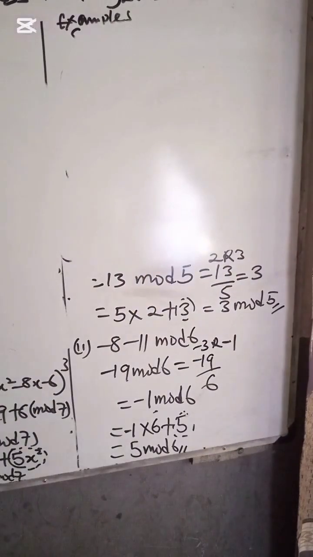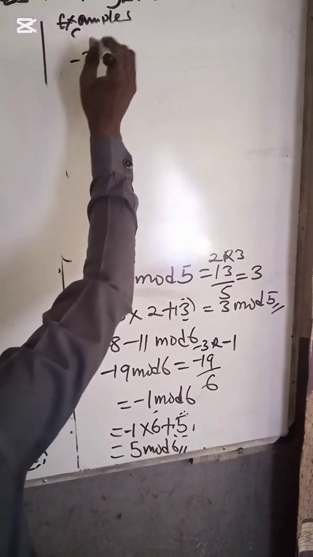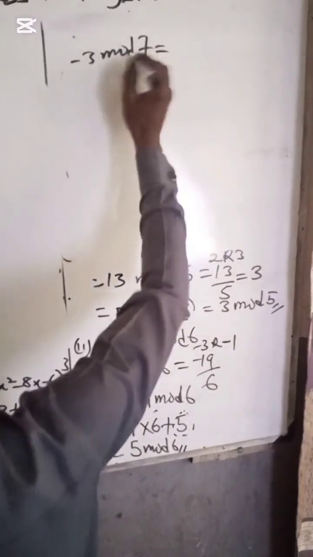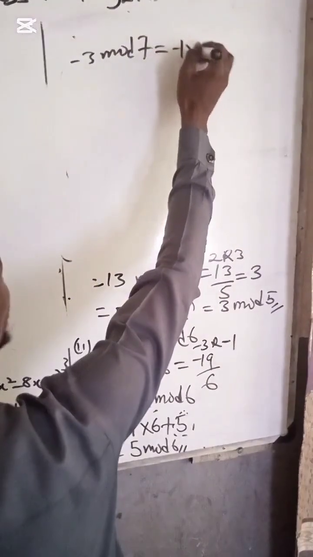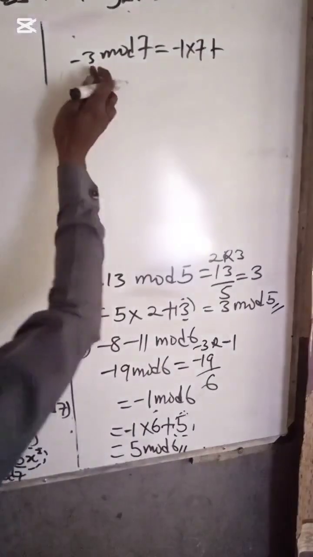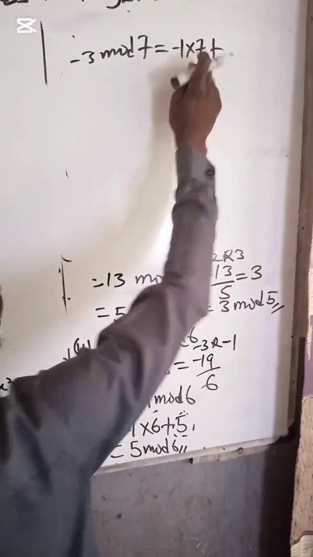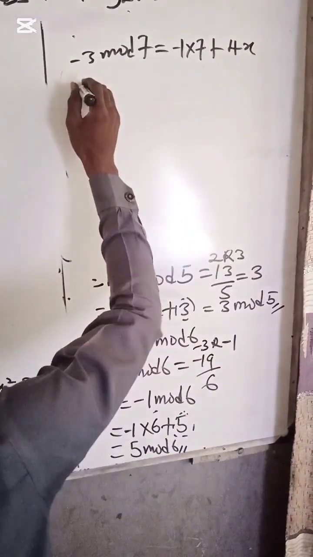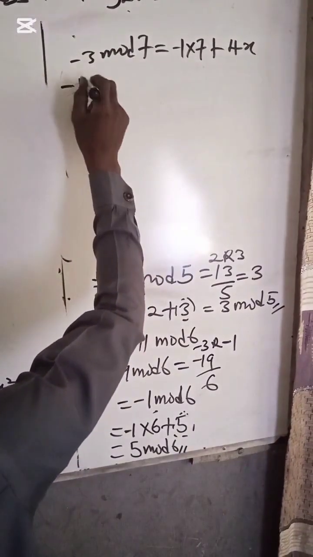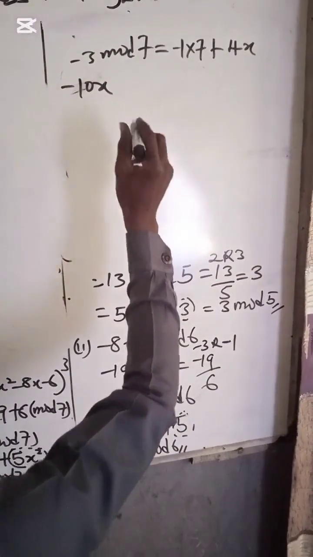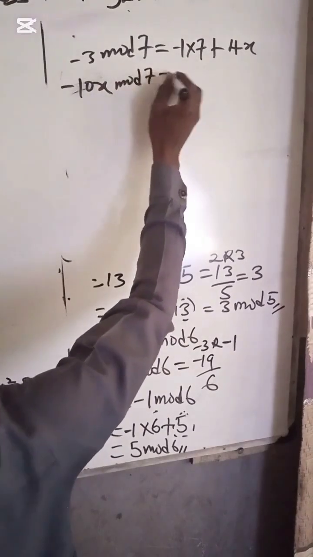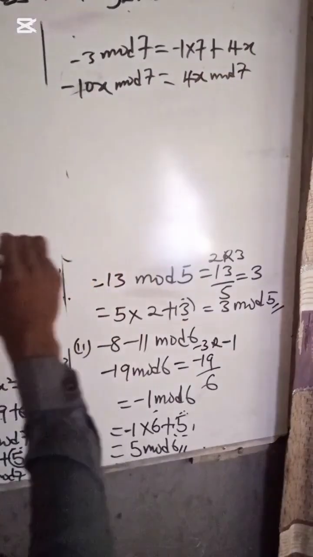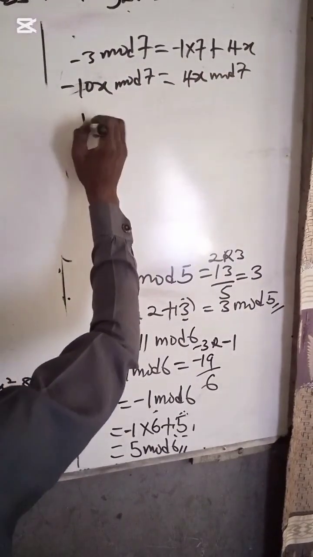Now, we are having minus 3 mod 7, still on mod 7. So what do we say? Okay, these are modular, therefore minus 1 times 7. What do we do to get minus 3 out? What can we add to this to give us minus 3? It is 4. This is 4x. So it is what? Minus 10x mod 7 is what? 4x modulo 7. Then the next one is this one, 15.